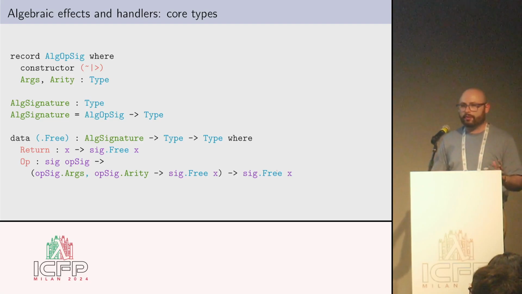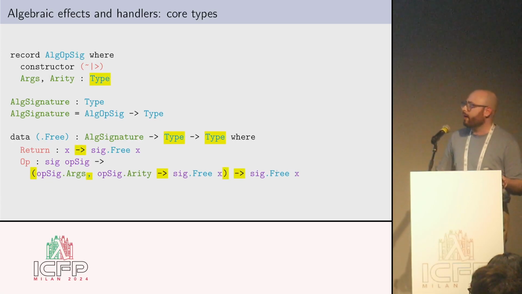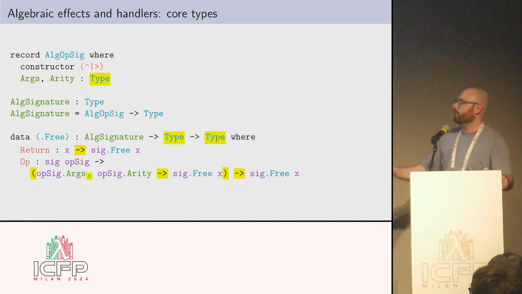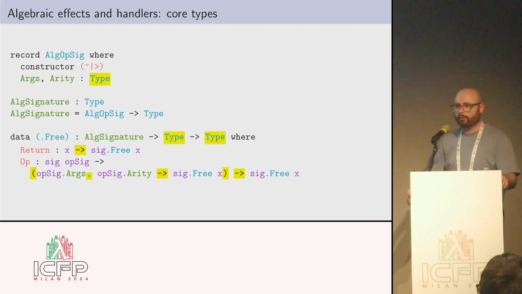OK, so now we've seen algebraic effects and handlers. How are we going to make parameterized algebraic effects and handlers? Here I've highlighted the things that we're going to change. We have some types involved, and we're going to change these. We also have some function arrows, both at the top level and inside the product here. And then we also have some products.